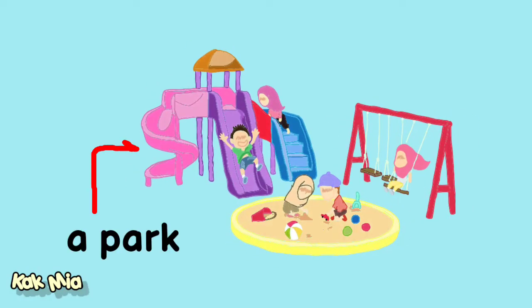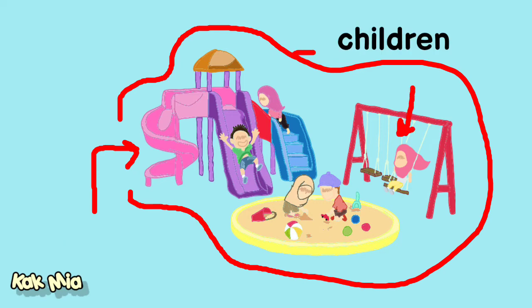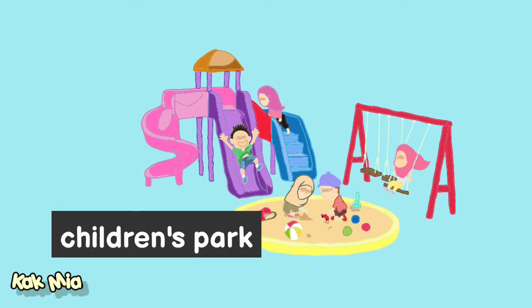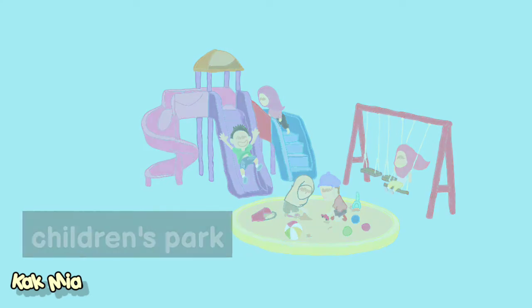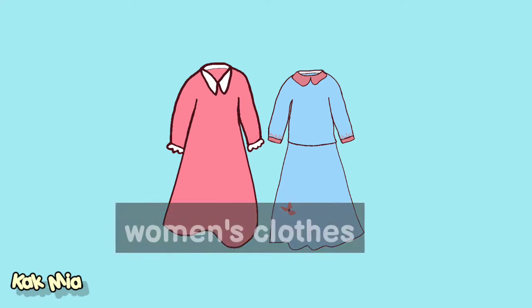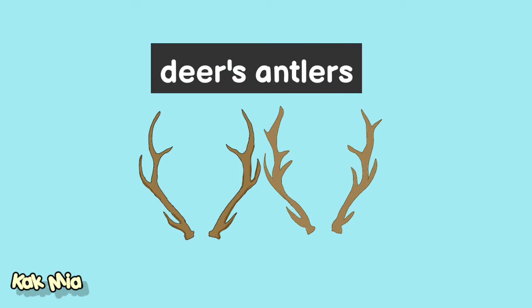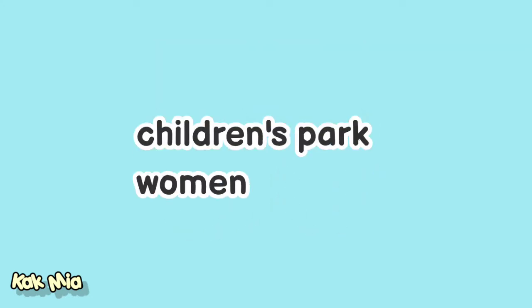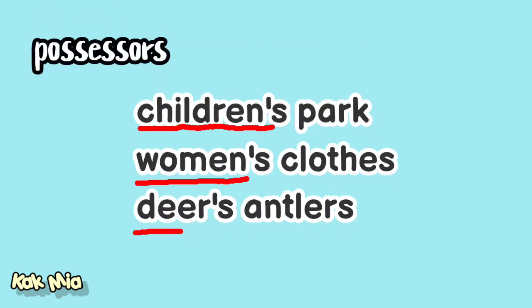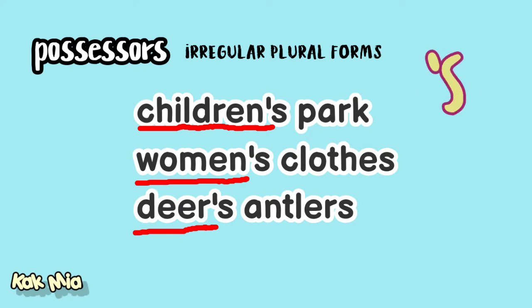This is a park. This park is for children. So we can say, this is children's park. Women's clothes. Deer's antlers. Children, women, and deer are the possessors of the nouns, and they are in the irregular plural forms. When the possessors of the nouns are in the irregular plural forms, the apostrophe s is added.